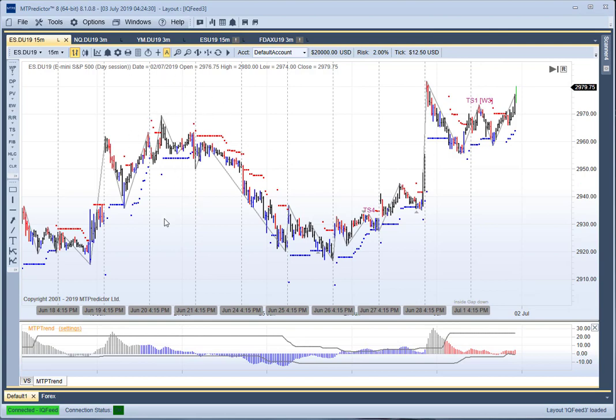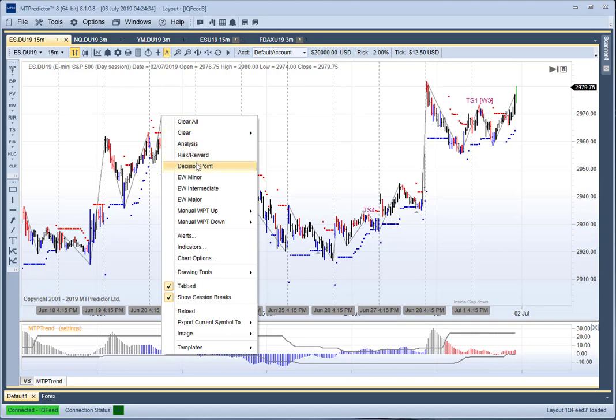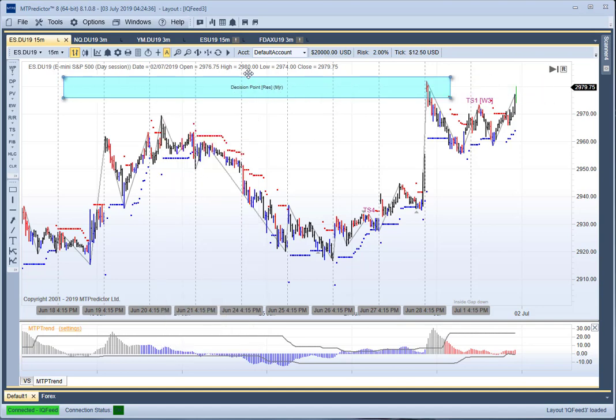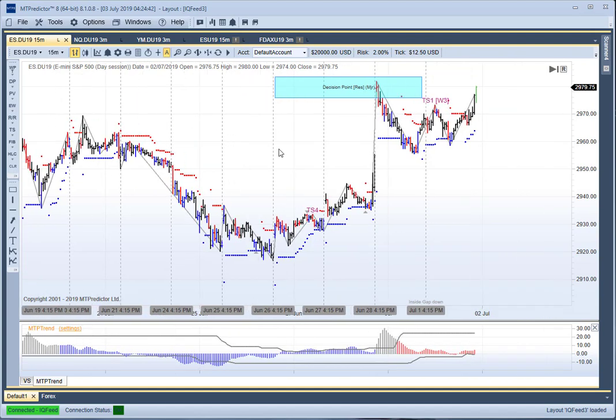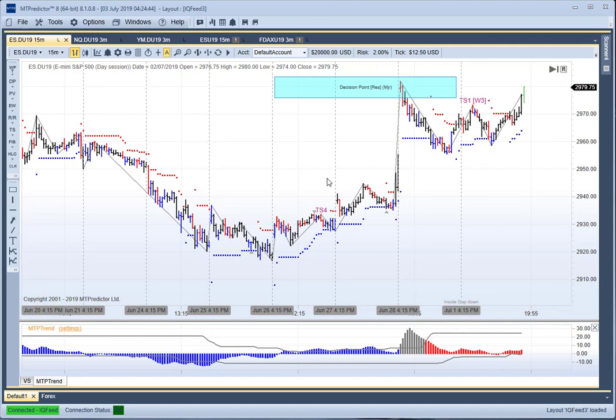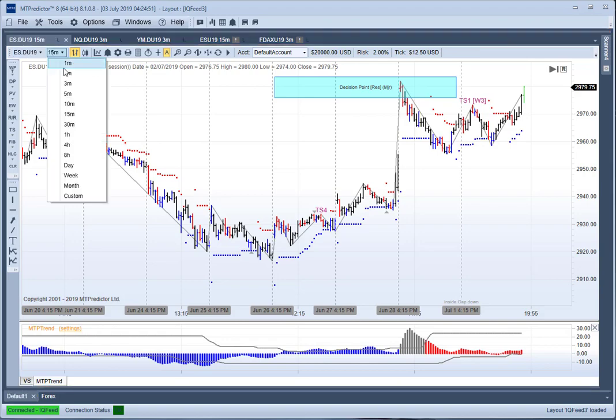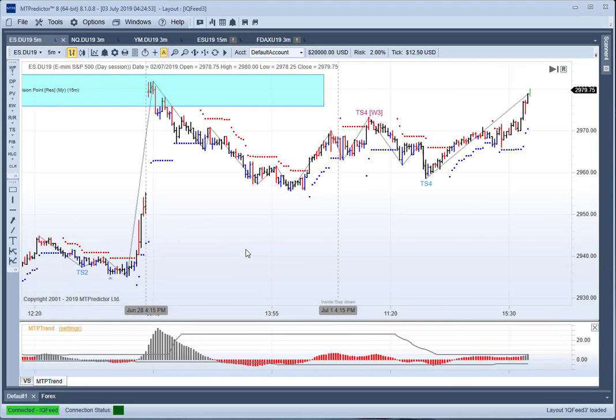Can you see I'm circling that here? We right mouse click, do decision point, and that gave us an area of resistance. Now that area of resistance was on our charts before yesterday even opened. So before the market even opened, well actually before the previous day opened, because this was on the day before, that was providing an area of resistance. So if I now come down to the 5-minute chart, you can see what this looked like.